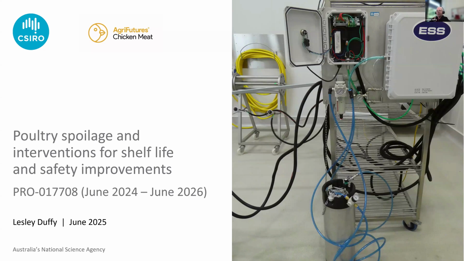So thanks for people for attending today, and thanks for the opportunity to present some upfront information about the current project we have with AgriFutures Chicken Meat Program. As Sarika said, it's poultry spoilage and interventions for shelf life and safety improvements is the full title for this project. Started in June, July last year, and it'll run through till June 2026.